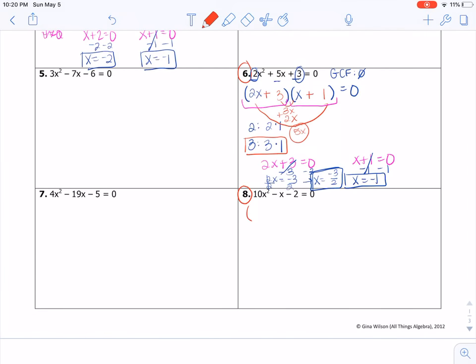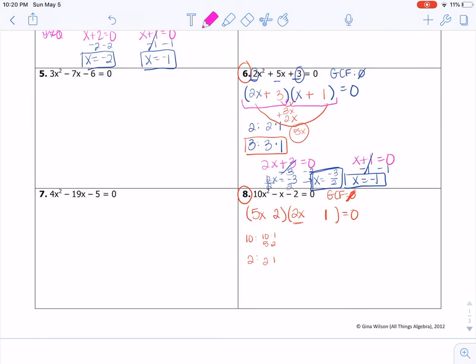Again, we cannot factor anything out. We do not have a GCF, so I'm just going to make that clear, no GCF. What are my factors of 10 and 2? Well, my factors of 10 are going to be 10 and 1, 5 and 2. 2 is just 2 and 1. And so I'm going to start with 5x and 2x. Well, I know if I have my 2 here, I'm going to have to put 1 here, and then my other 2 here.